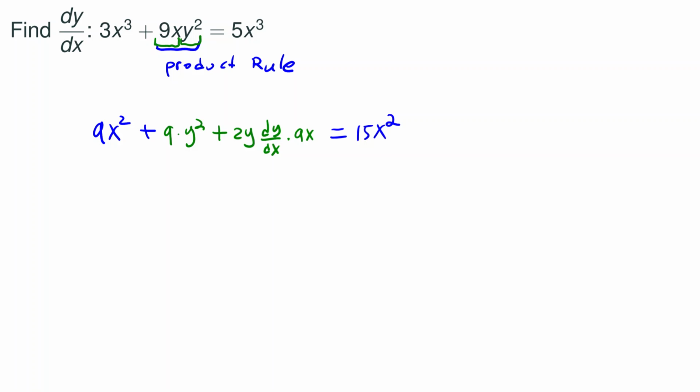Now, what we have to do is solve for dy/dx. That means all the terms with dy/dx should be on one side of the equation. Everything else should be on the other side of the equation. So in this case, we can subtract this from both sides. So I'm going to subtract this entire thing from both sides. So let me write that in the next line. So 9x squared plus 9y squared equals 15x squared minus 2y times dy/dx times 9x.